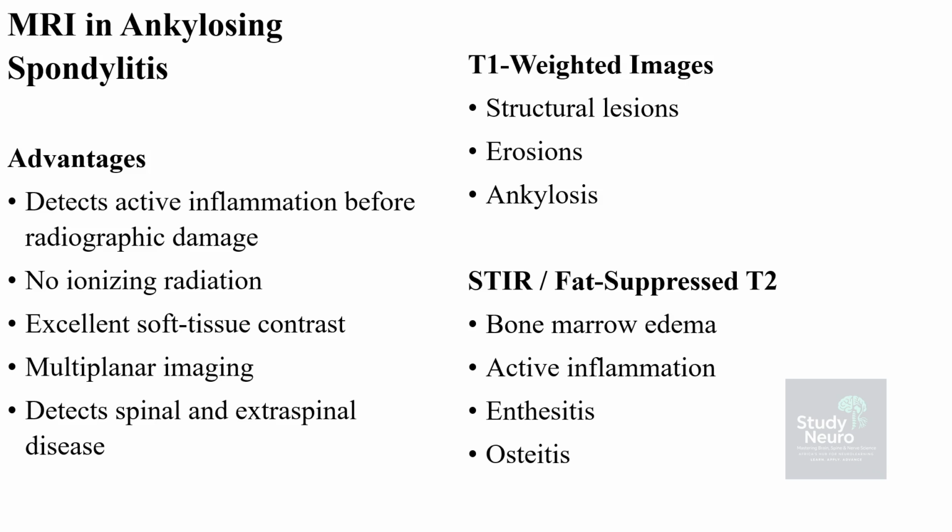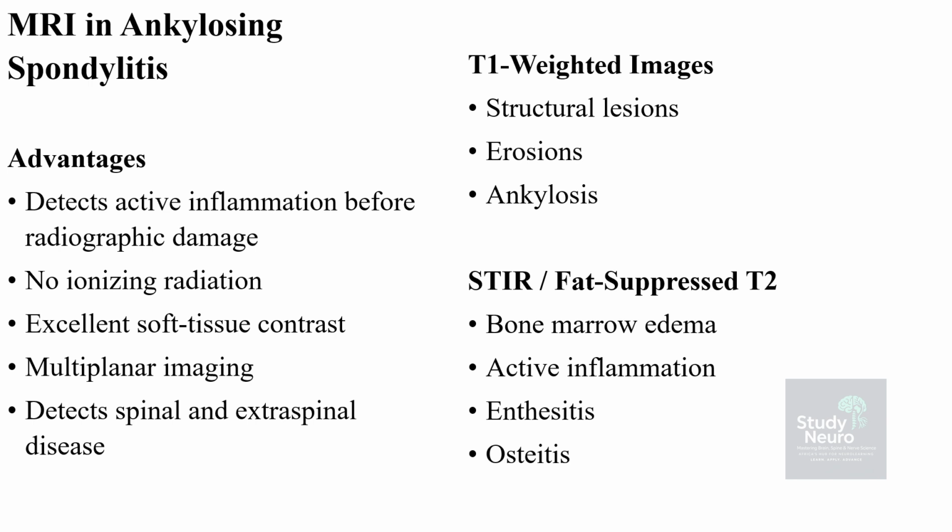Magnetic resonance imaging is particularly valuable in ankylosing spondylitis because it can detect active inflammation before permanent structural changes become visible on plain radiographs. It also avoids ionizing radiation and provides excellent soft tissue detail, while allowing the spine and other affected areas to be assessed in multiple planes. T1-weighted images are mainly useful for identifying structural changes, including erosions and established ankylosis.